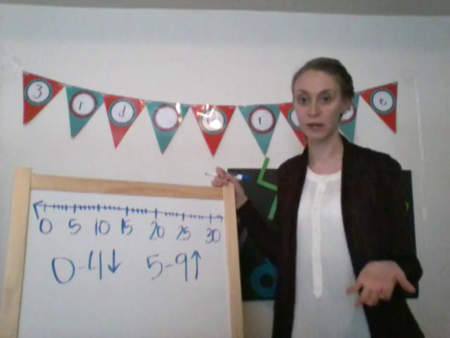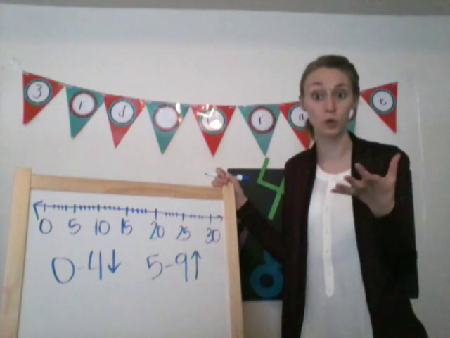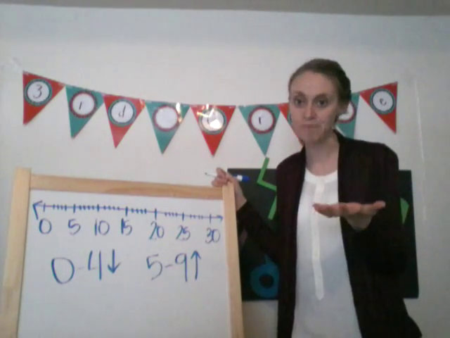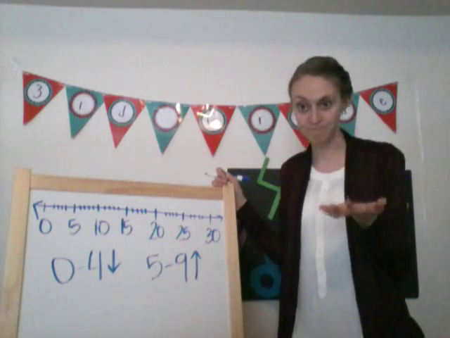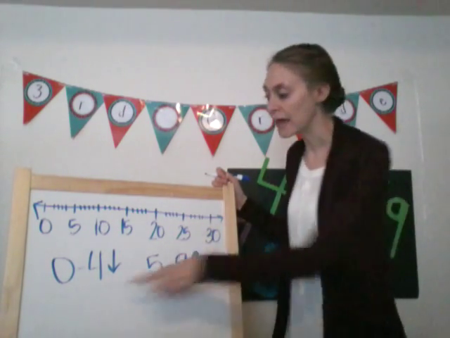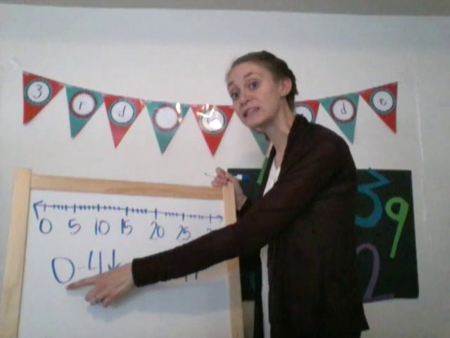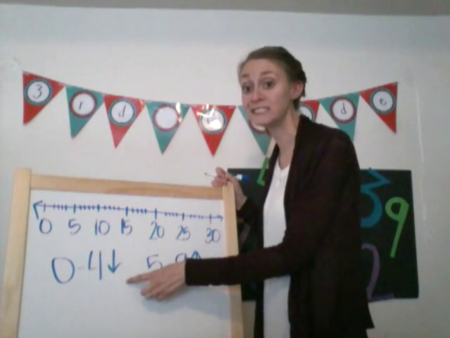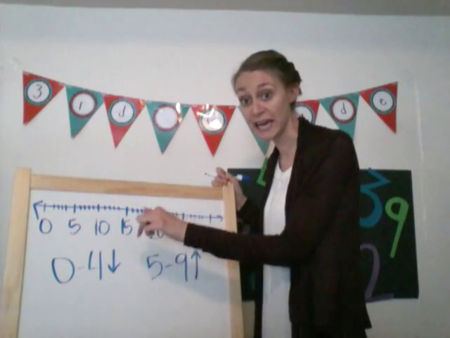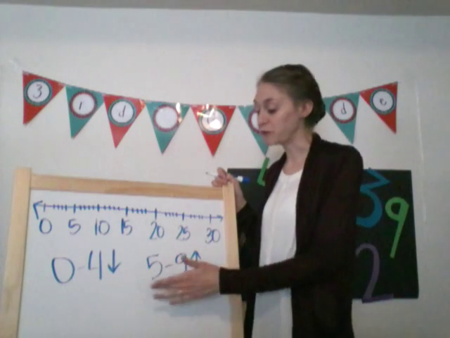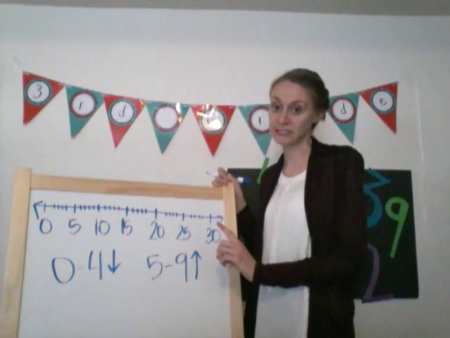I like to use a number line when I'm rounding because it gives me a visual and helps me to see where I need to be rounding. So once again, the rule is, if in the ones place the number is 0 to 4, you're going to round down to the nearest 10. And if the number is between 5 and 9, you're going to round up to the nearest 10.